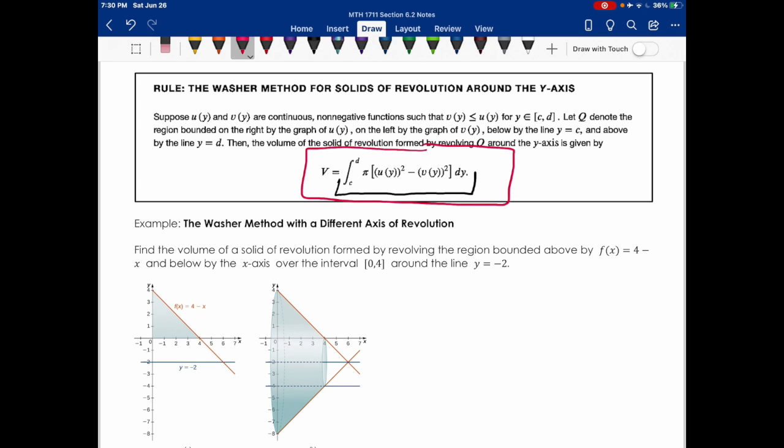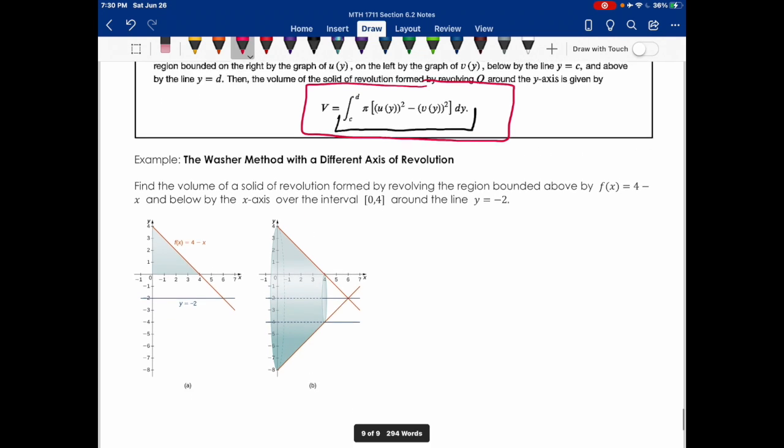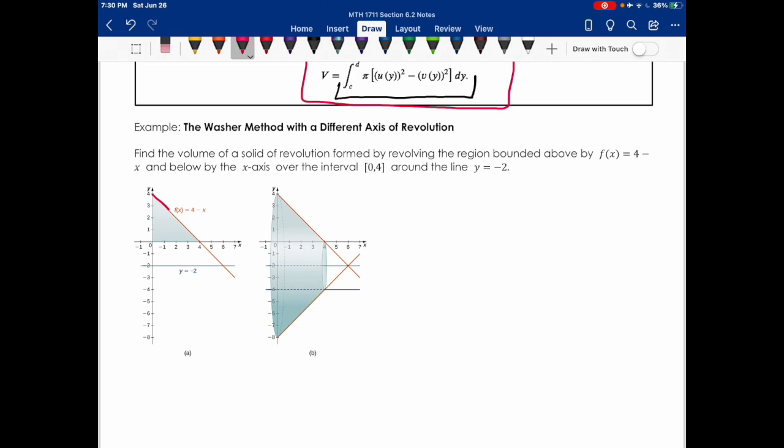Now, rather than walking through an example of a washer method revolving around a y-axis, we're going to actually go into an example that's a little bit more tricky and consider a case where you're revolving the solid around something other than one of the major axes. We're going to walk through an example where you have to imagine that you're revolving this region around the line y equals -2. So there's a shift. And when there's this kind of a shift, you really have to understand what the picture looks like and really focus on that cross-section to understand how you have to set up your radius.